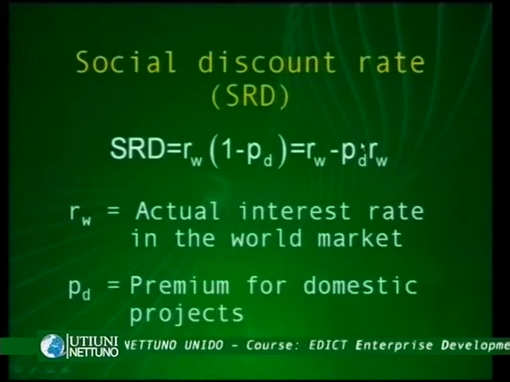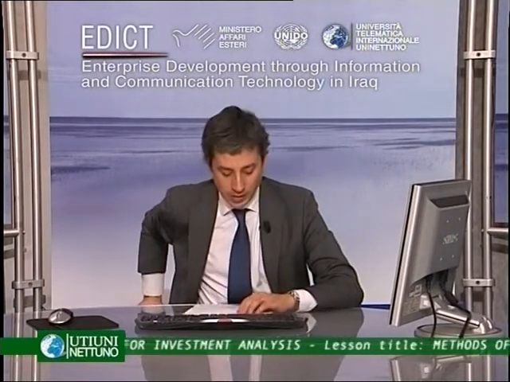So what is the logic here? The logic is that you could use the international interest rate as a basis to determine the social discount rate. So the international interest rate that is generally available in world financial markets. But as a government, you may want to incentivize investment in your country. So you want to encourage domestic projects.